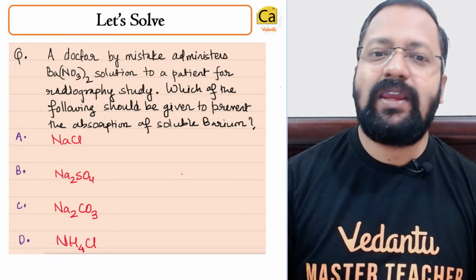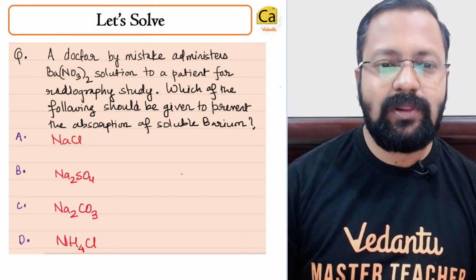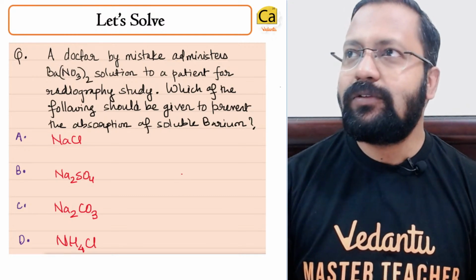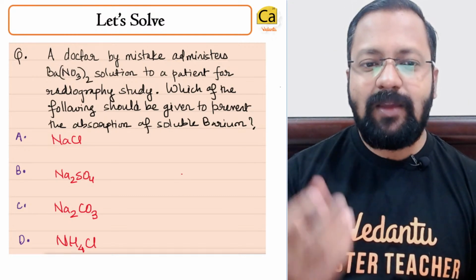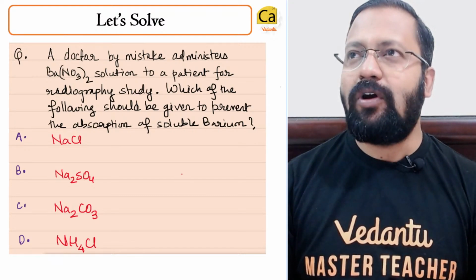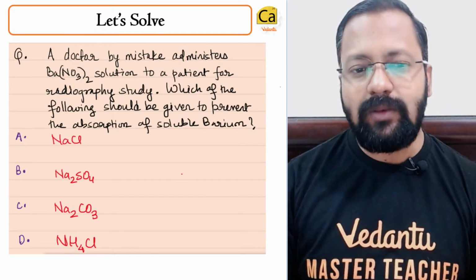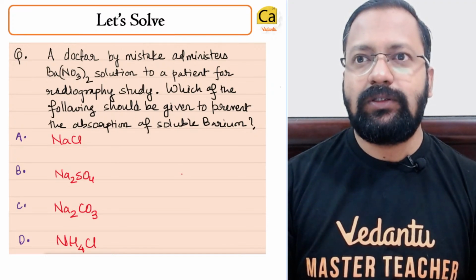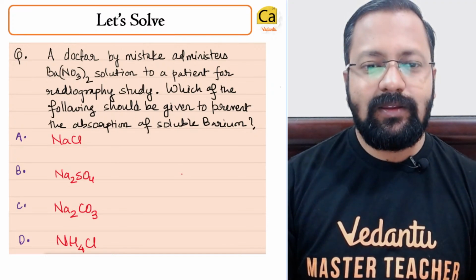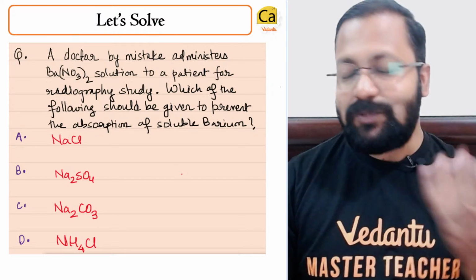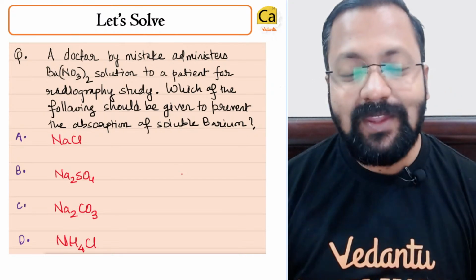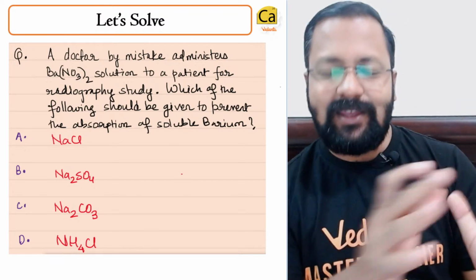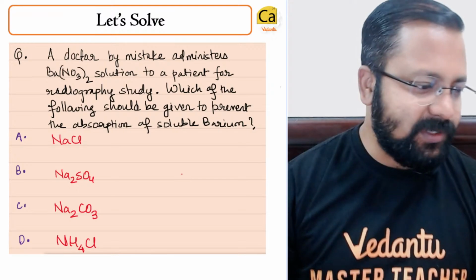So a doctor by mistake administers barium nitrate solution. So how do we prevent absorption of excess barium? कैसे करेंगे? Sorry, excess barium. So what should we do? Think logically. There is barium ion which is present.